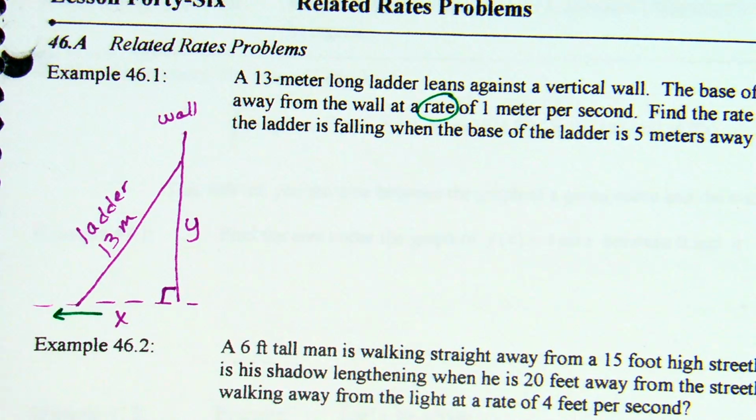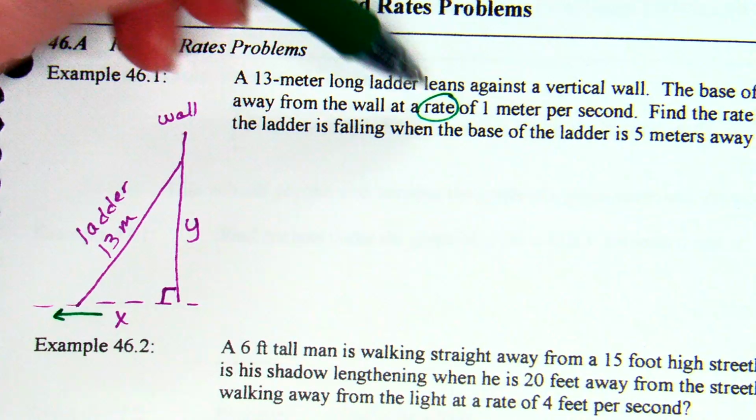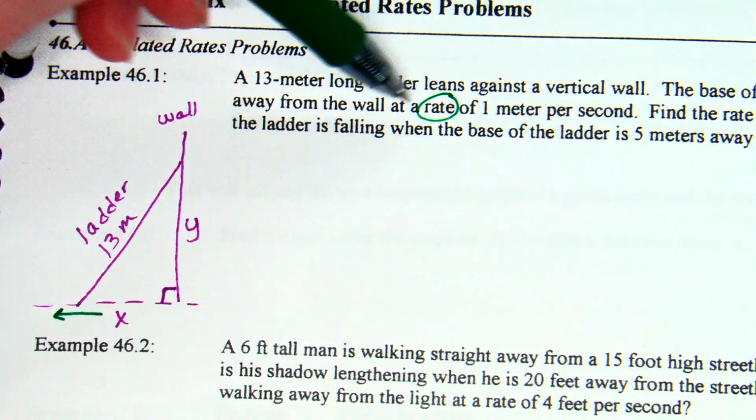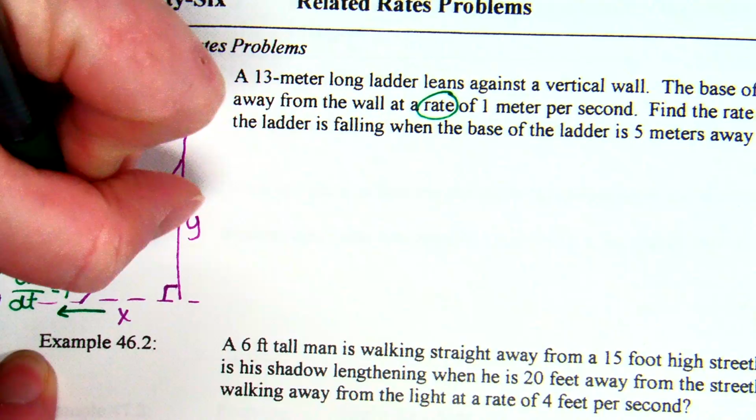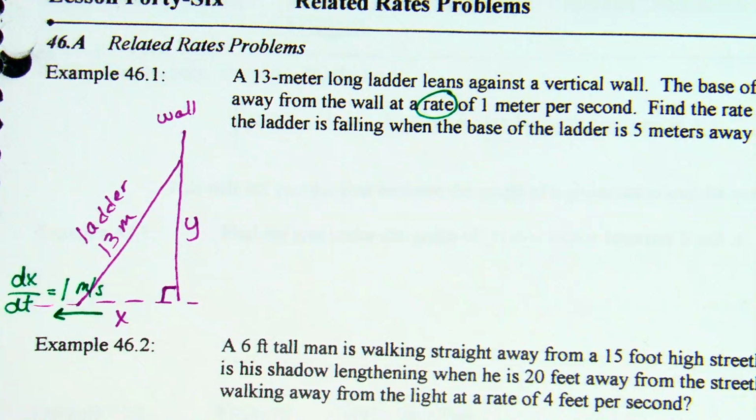And so when we think rate, we're thinking derivatives. Since this side is x, my rate is going to be represented as the derivative of x. I'm going to say dx/dt, because x is the distance and seconds is the time. And what I'm going to include right here is that dx/dt is 1 meter per second. So that's the fact that this side of the triangle is changing at 1 meter per second as the ladder is pulled out.